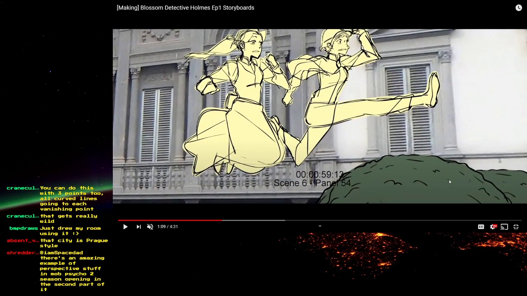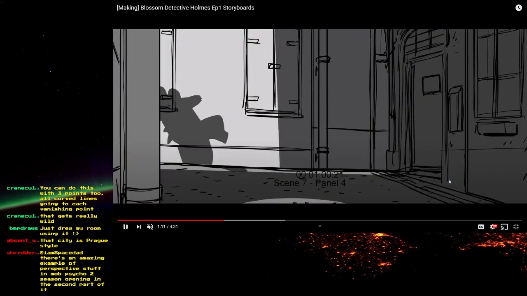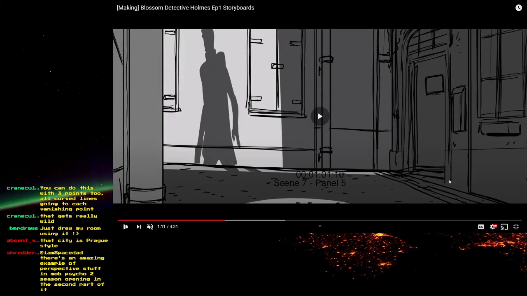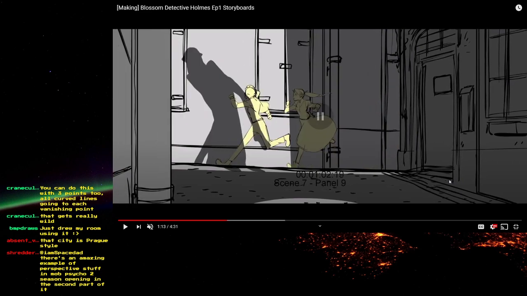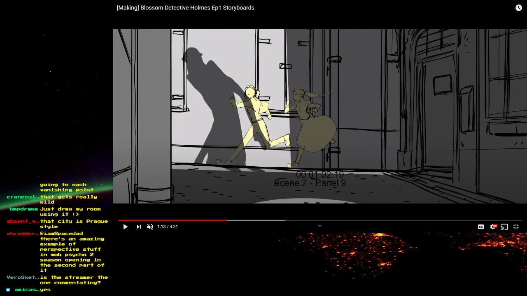Here we go. This is a tribute to Hayao Miyazaki and Lupin the Third stuff right here, what they're doing. They're leaping over those bushes. Yeah, this looks very much like a composition from The Third Man. That is a film that I might bring up for us to watch in the future, because that is a film noir classic that has amazing perspective compositions in it. It's one of my favorite films of all time.